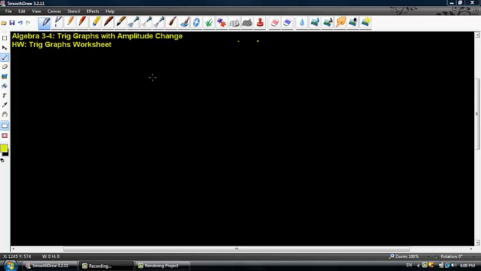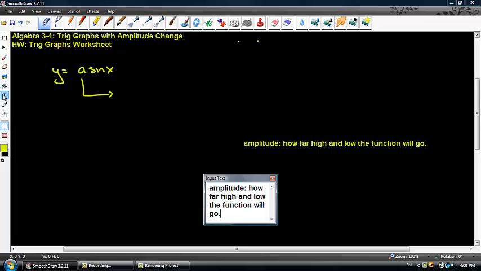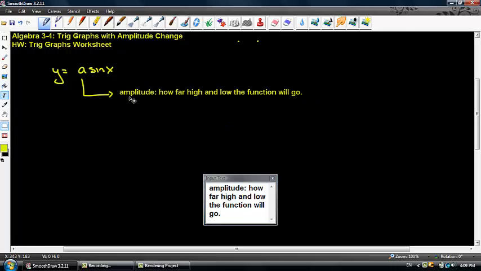Today we're going to learn about trig graphs with an amplitude change. Before we get on that, it's important to know what an amplitude is. If I give you some function y equals a sine of x, this a is the amplitude. Amplitude is how far high and low the function will go.